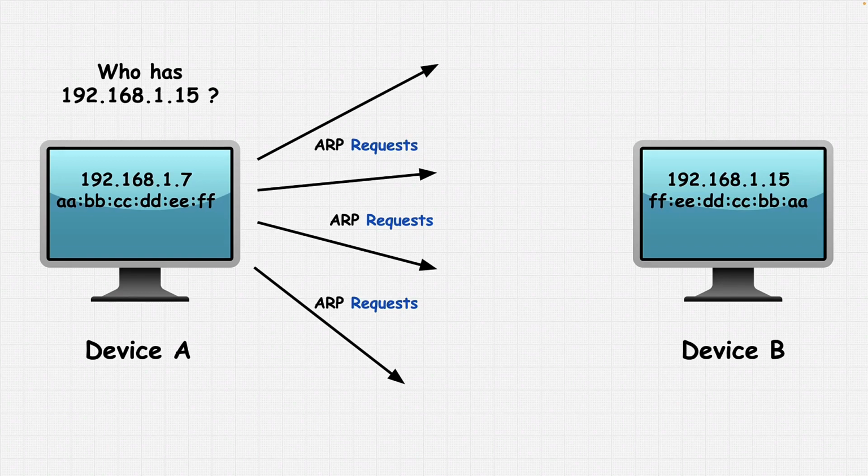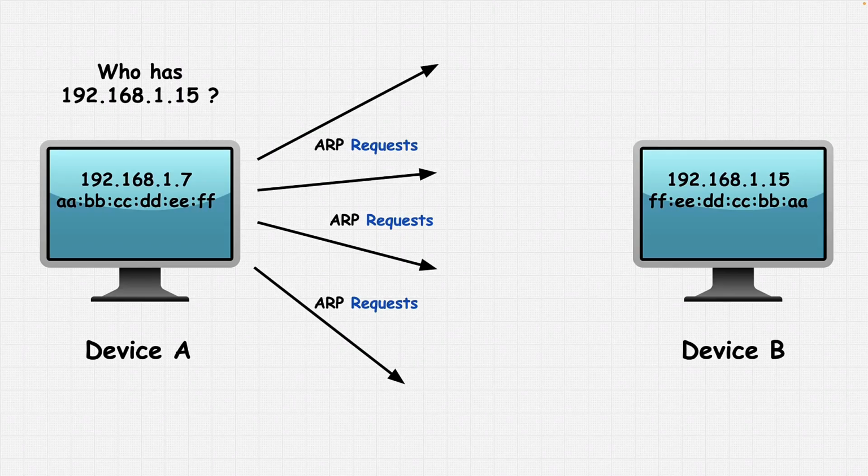ARP operates with two main packet types, ARP requests and ARP replies. Now, when it comes to an ARP request, let's say a device A wants to communicate with another device, in this case, device B. Now, both of these devices are on the same network. Device A only knows the IP address of device B. So what does it do? Well, it broadcasts an ARP request. This packet contains the IP address of the target device, or device B in this case, and it asks the entire network who has this IP address.